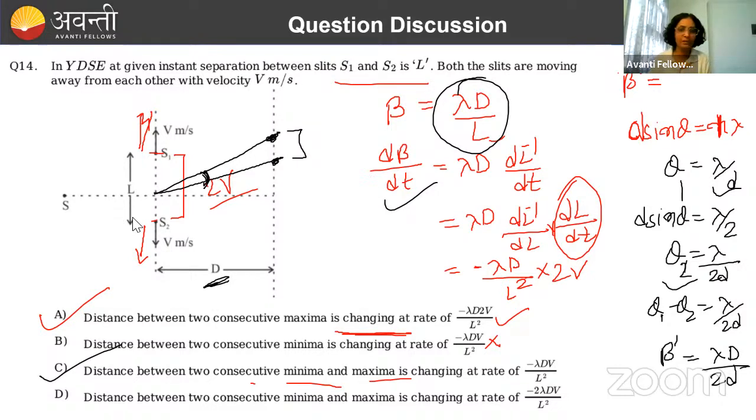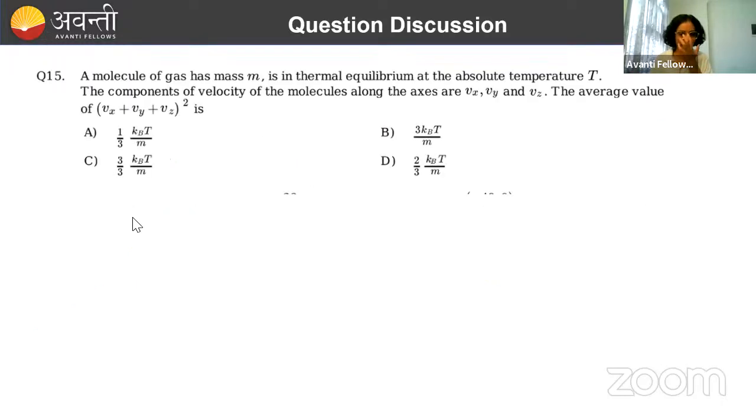So this was the question. The question is damn easy. Now for this question, you all know what used to be the formula of the RMS thing. Then what did we have to find here? There is a molecule of gas whose mass, of one molecule, is given as small m, and it is in thermal equilibrium at absolute temperature T, given in Kelvin. The components of velocity of the molecules along the x, y and z axes are given. We needed to calculate the average value of this. So this question was very easy.